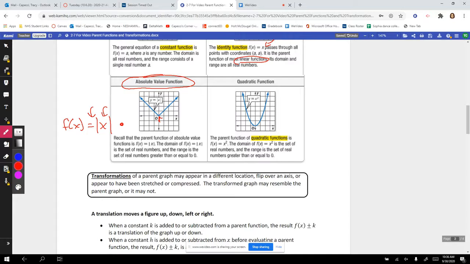Now, quadratic functions. A quadratic is something to the second power. So our quadratic parent function is f of x equals x squared. Now, again, depending on what we put inside or what we put in front of it, we're going to shift or change that quadratic function.